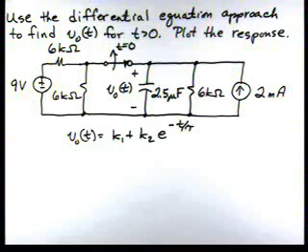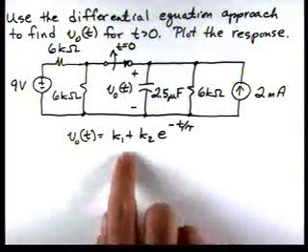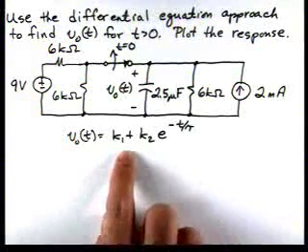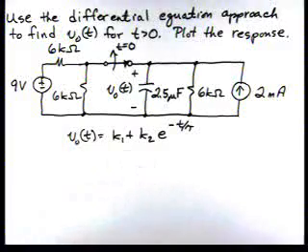In this problem, we're going to use a differential equation approach to find V0 of t for t greater than 0, and we're going to plot the response. This is a first order circuit. We only have one energy storage element, the capacitor. We have DC sources, so we know that our solution is going to be of the form V0 of t is K1 plus K2 e to the minus t over tau.